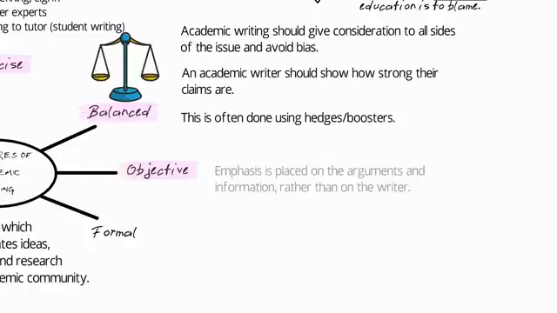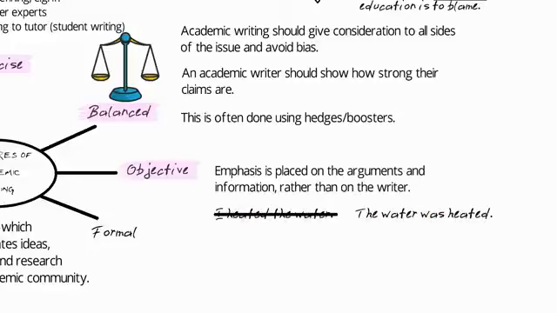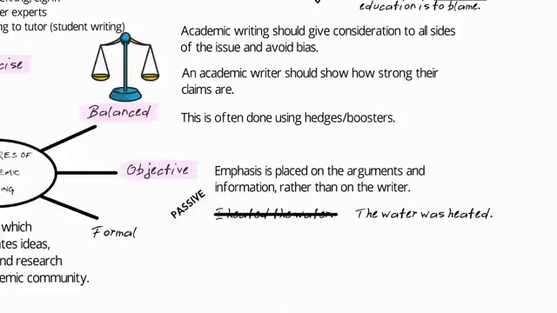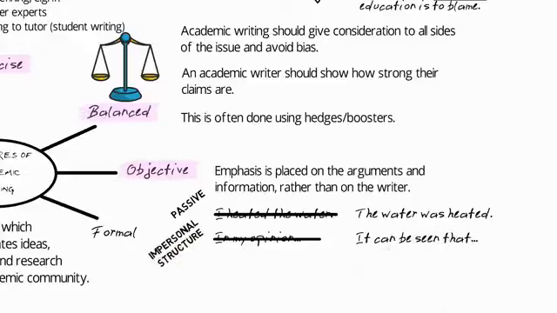Emphasis should be placed on the arguments and information rather than on the writer. So instead of "I heated the water", "the water was heated". So this uses passive, which is fairly common in academic writing. Instead of "in my opinion", "it can be seen that". So this is an impersonal structure using it. And impersonal structures with it and there are again very common in academic writing.